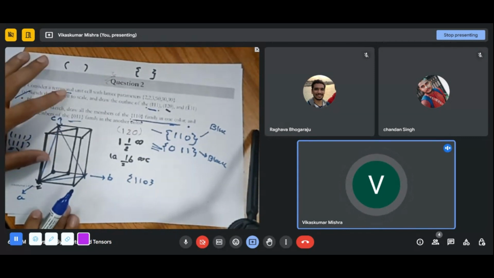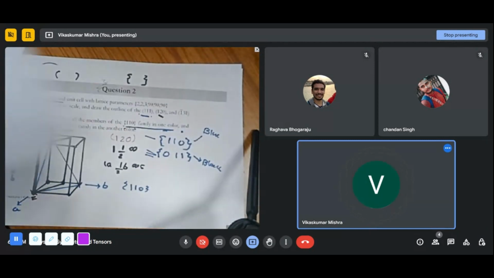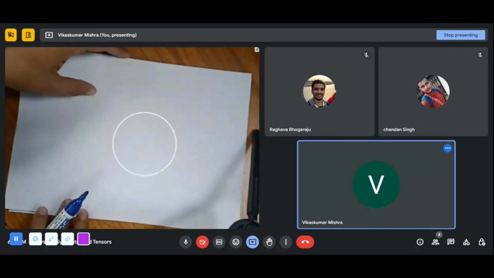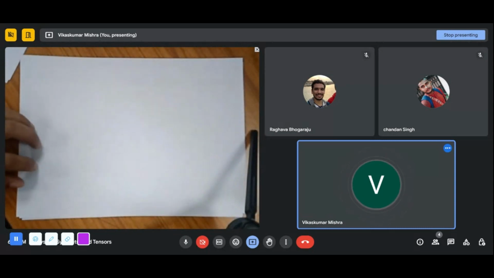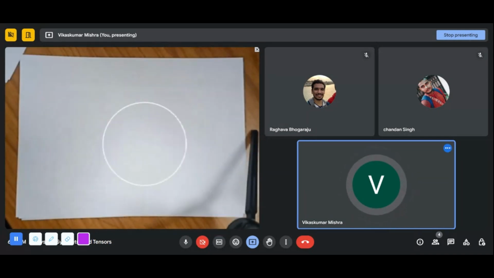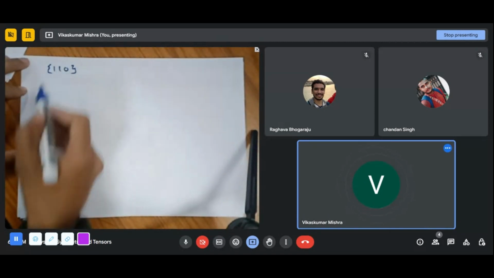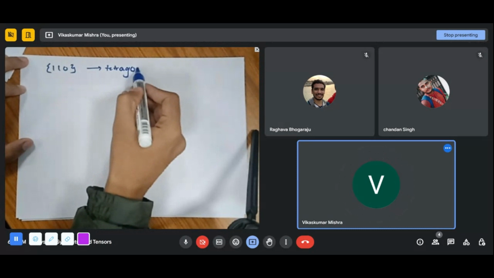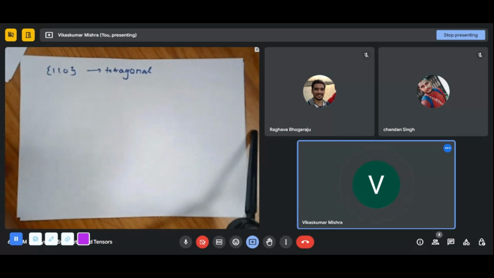Let's start with the first one, that is {110}. Okay, let me choose another paper. Pardon for this camera, it's not quite that good, but I've ordered a new one. It will take some time. Okay, so we need to draw this {110} set of family of planes in the tetragonal unit cell. Okay, so let's draw a tetragonal unit cell again.